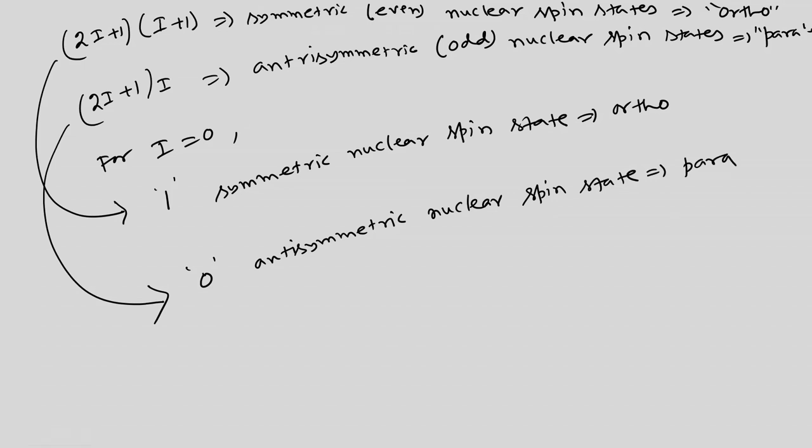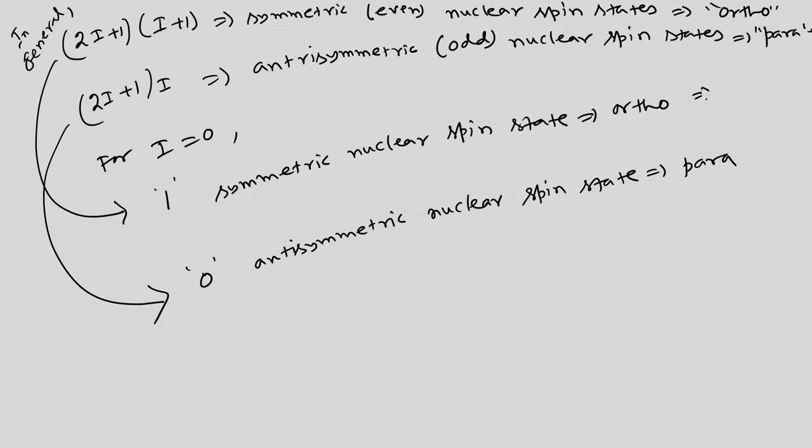So, in general, we will have (2I plus 1) times (I plus 1), where I is the nuclear spin, number of symmetric nuclear spin states, and (2I plus 1) times I number of antisymmetric nuclear spin states. And for symmetric spins we call ortho, and for antisymmetric we call para. Why they are termed as ortho and para, we will discuss. So, if we substitute the value of I, we get 1 symmetric nuclear spin state or ortho, and 0 antisymmetric nuclear spin state or para. So, only ortho oxygen is possible. Okay. So, this is even.